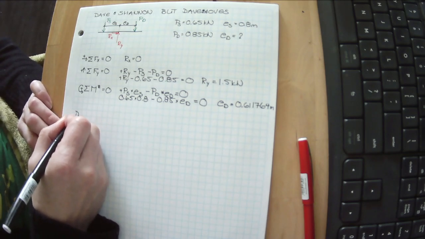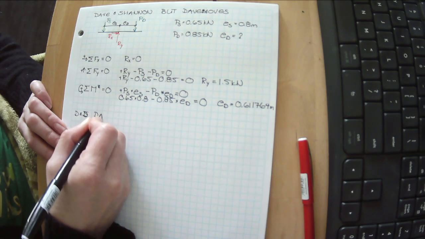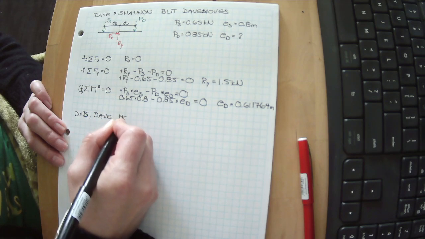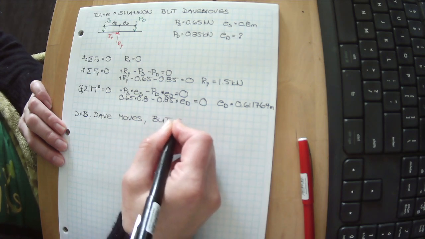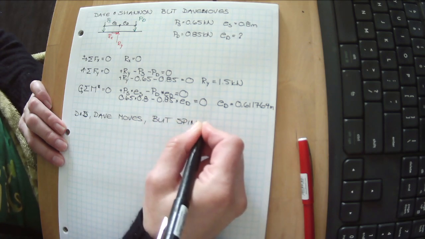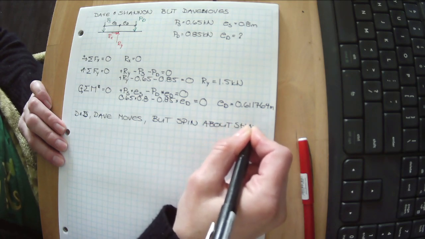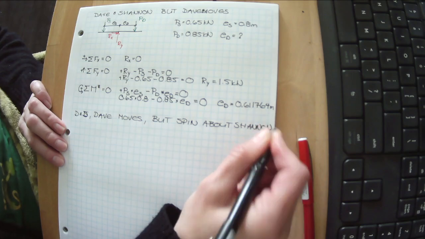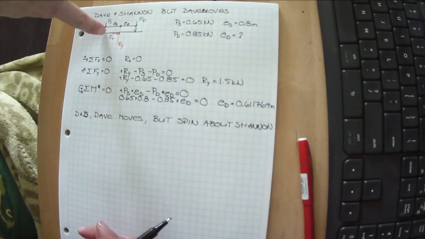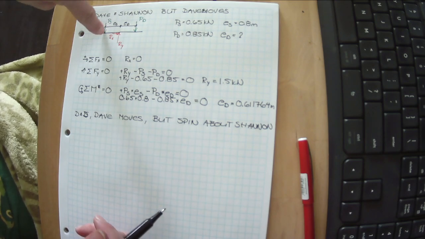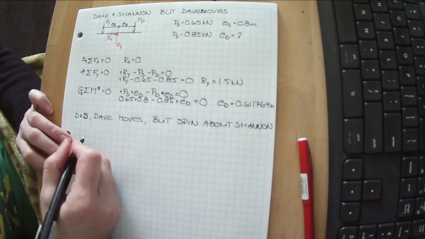So Dave and Shannon. Dave moves, but we spin about Shannon. So we're going to do the exact same thing, but when we talk about it, we're going to imagine that our thumbtack is right here. Okay? So let's take a look at that.